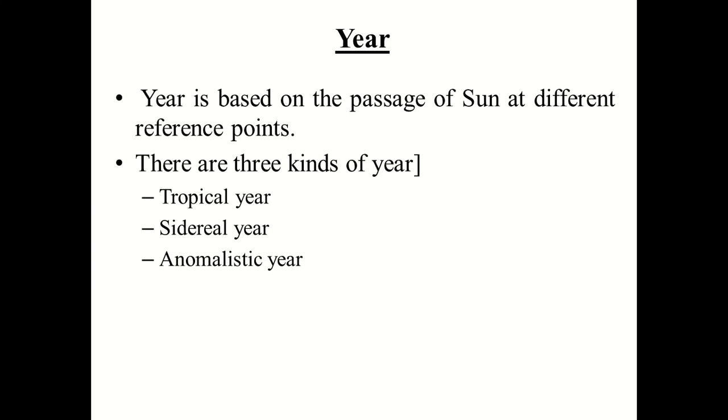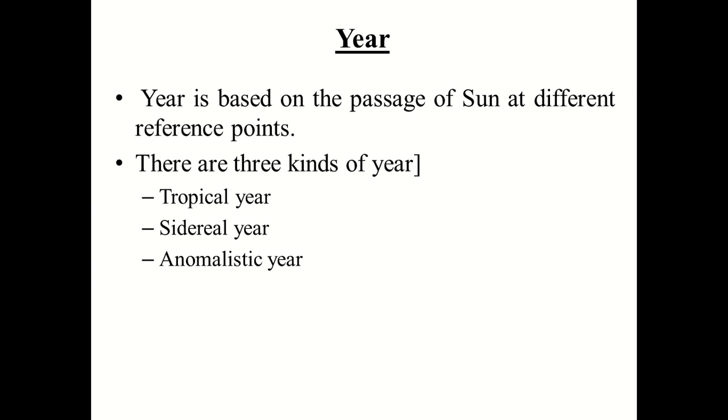So you know that we are determining the time on Earth based on the rotation and revolution of Earth as well as the positions of the Sun or Moon or some fixed stars. First of all, we will discuss how we can determine the year.